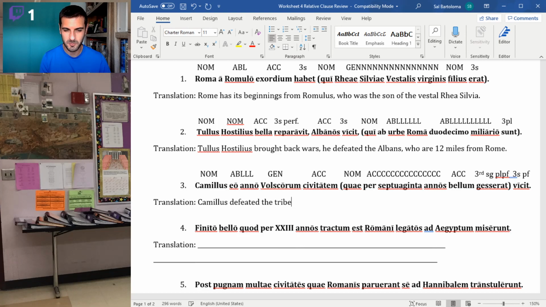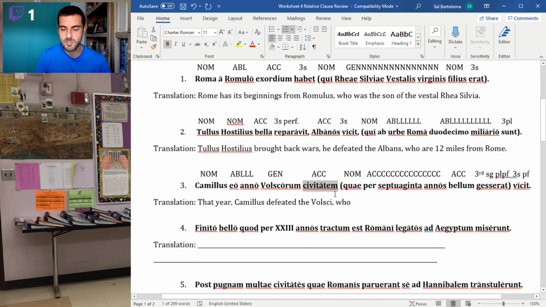And honestly, they would have been more of a tribe than anything else. He defeated the tribe, the citizenry, the city. I mean, he defeated the Volsci. That's really what it means. Okay, he defeated the Volsci eo anno. So maybe he defeated them that year. So I'm just going to put that at the beginning just to get it out of the way. That year, Camillus defeated the Volsci. Quae. Since they're a tribe, we would probably say who. If you really went and said the city of the Volsci, then maybe you could say which.